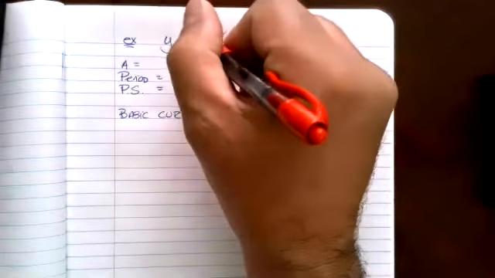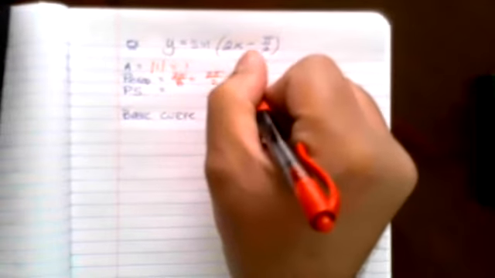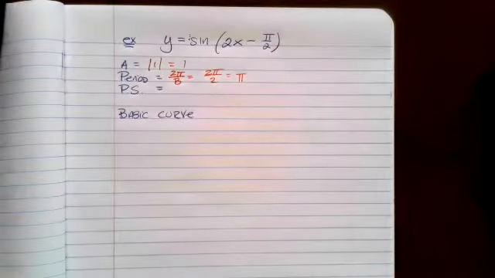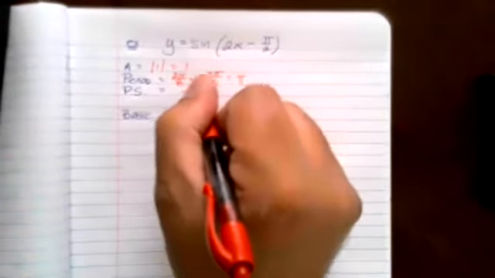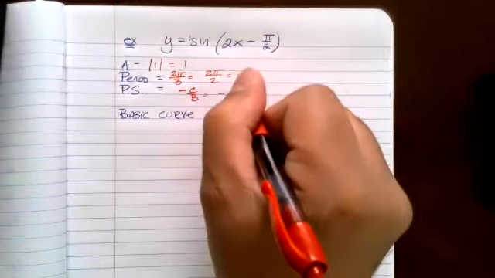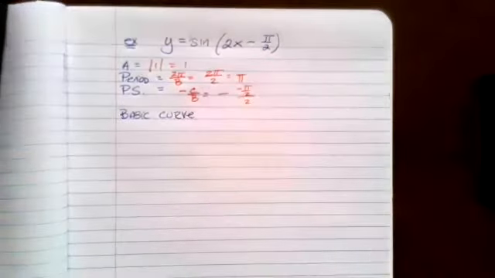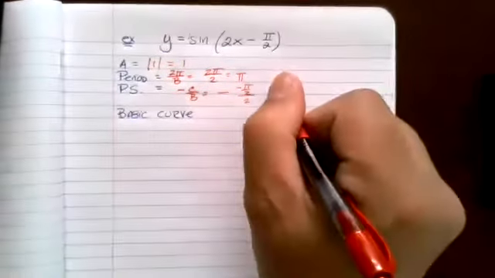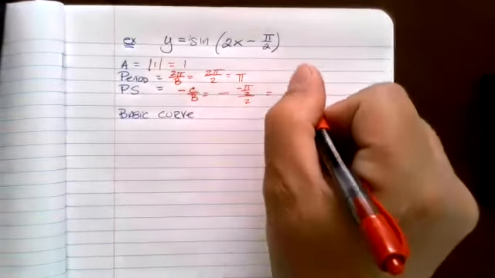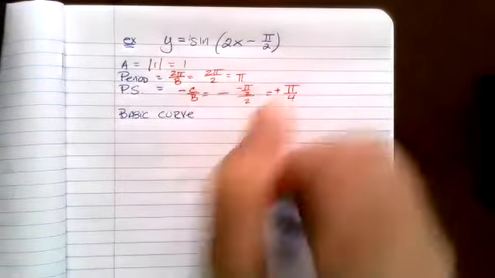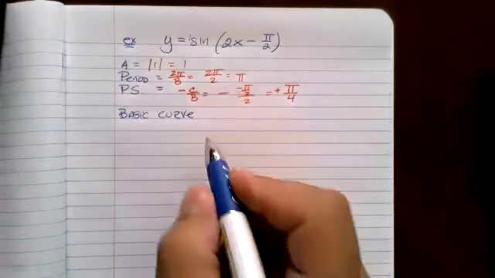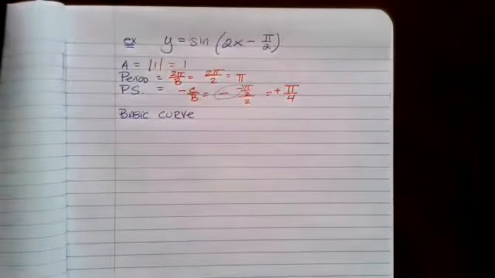So my amplitude, once again, looks like it's just going to be 1. The absolute value of 1 is 1. And my period is 2 pi over 2, so it's just pi. And my phase shift is negative c over b, so it's negative pi over 2 over 2, which would be equal to pi over 4 positive. Right? And if you're not getting that, negative and negative is obviously positive.